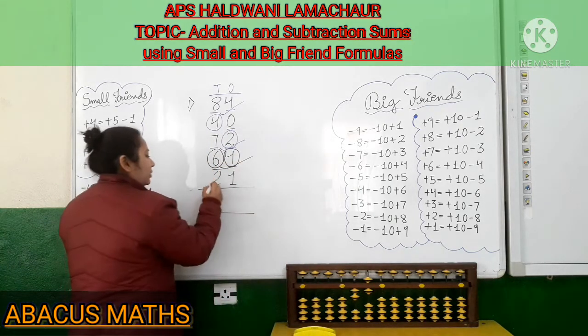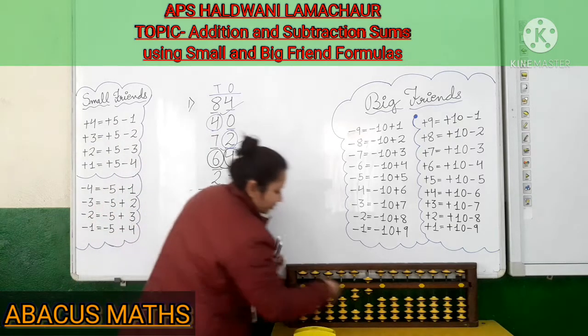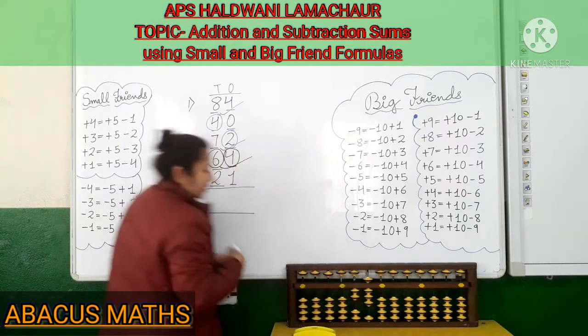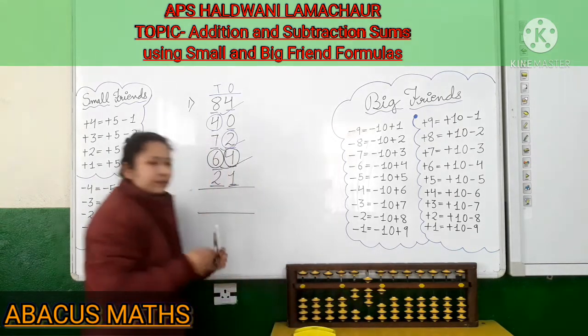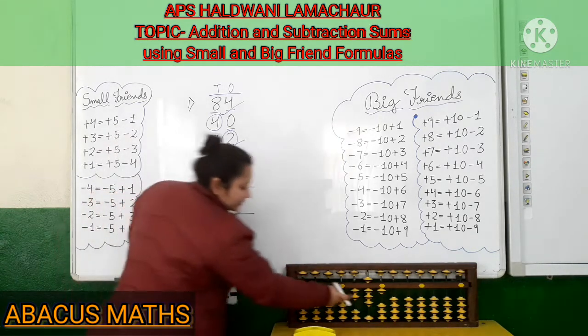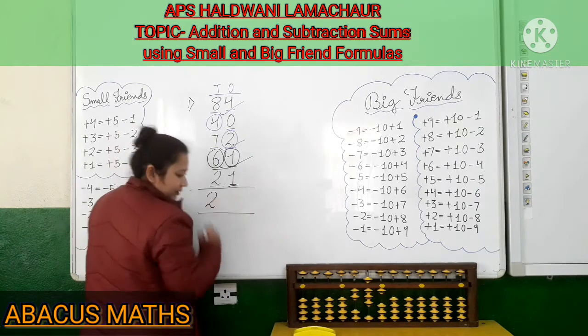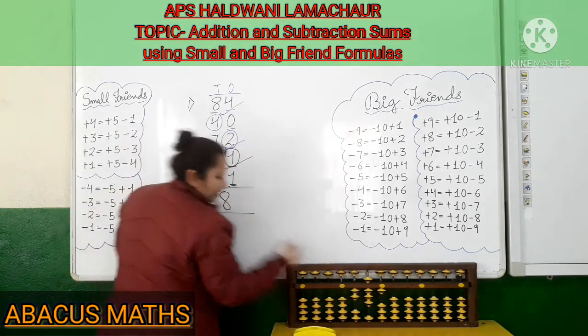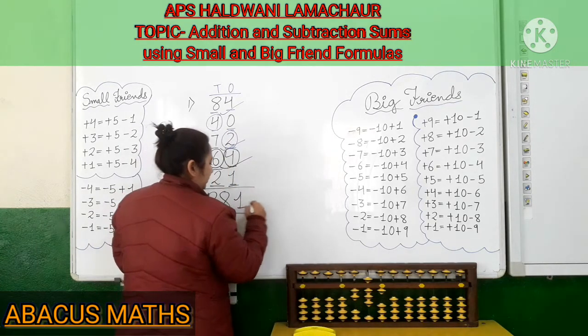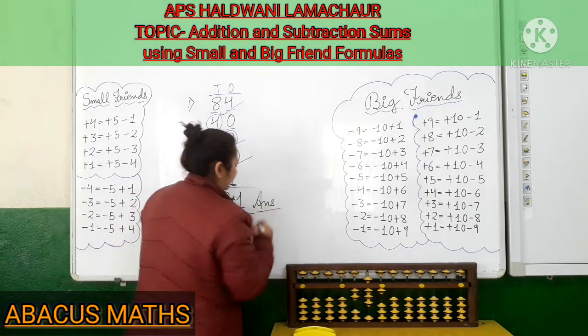Now next add 2. 2 in 10's rod. 1, 2. And then 1 in 1's rod. Now your sum is completed. Now count. See 2 in 100's rod. 5, 6, 7, 8 in 10's rod. And 1 in 1's rod. So your answer is 281.